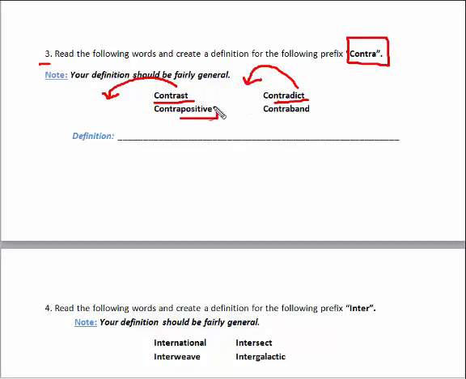Contrapositive. We have something that's positive when we look at the root word, and when we do the contrapositive, we will do the opposite, flipping backwards. Contraband. Contraband means something that is going against the law. It's going opposite. It's flipping back, going the opposite.